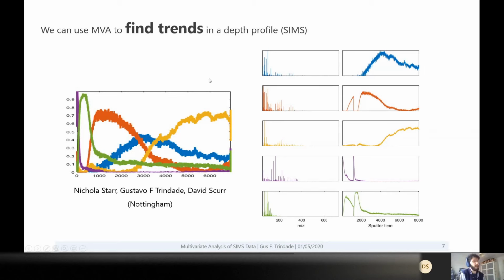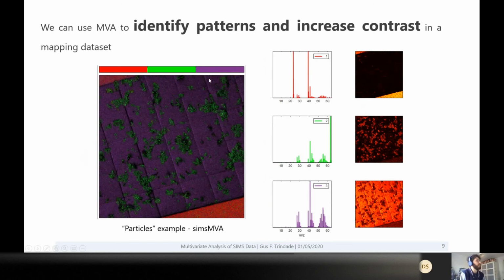That's quite useful. You can also use it to look at imaging data sets, so you can find patterns that are related to common chemistry. By doing this, you can join these peaks that have similar chemistry, and you increase contrast. Sometimes you have really noisy data when it comes to imaging, and MVA is quite good for this, apart from the whole advantage of figuring out what the chemistry on your surface is.